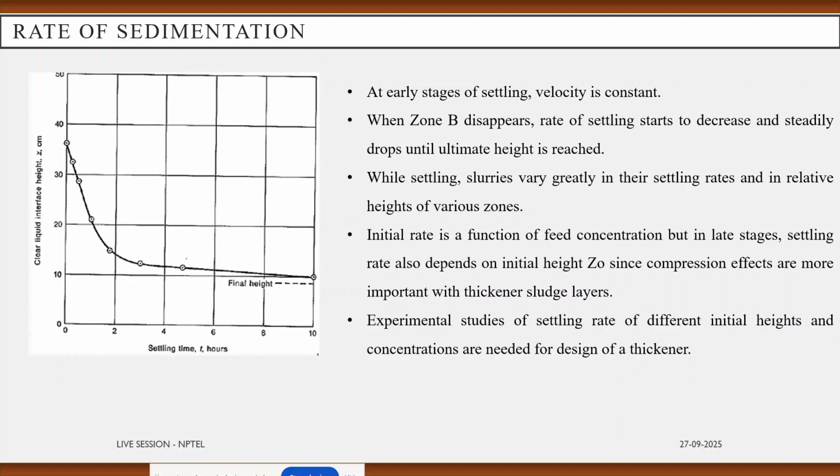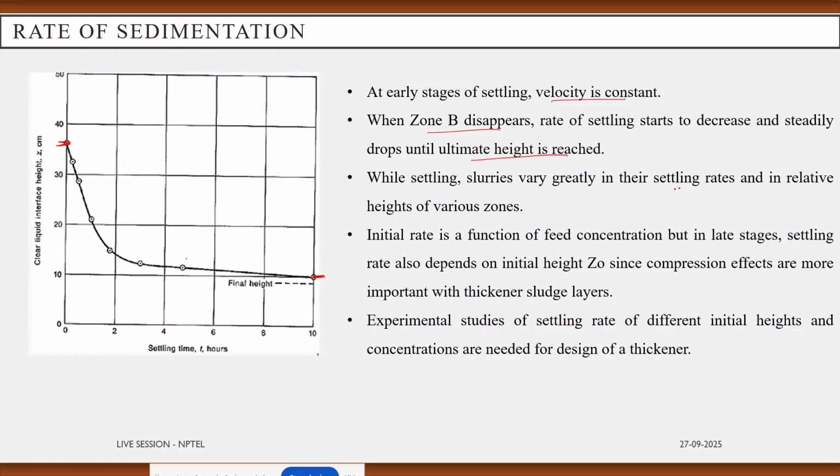Now the rate of sedimentation that we get: initially the clear liquid interface height was maximum, and over the period the height decreased. So at the initial stage the settling velocity is constant. When the zone B starts disappearing, the rate of settling starts to decrease and steadily drops until the ultimate height is reached.